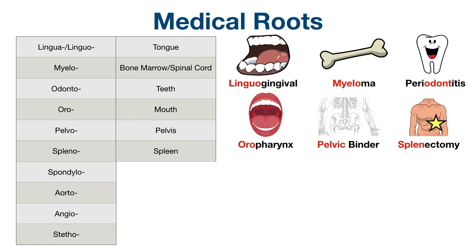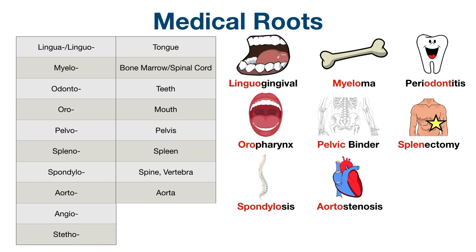The next root is another easy one because they sound the same. It's spleno, which refers to spleen. An example medical term is splenectomy, which is the surgical removal of the spleen. Next we have spondylo, which refers to the vertebrae or spine. An example is spondylosis, which is degenerative arthritic changes to the spine.